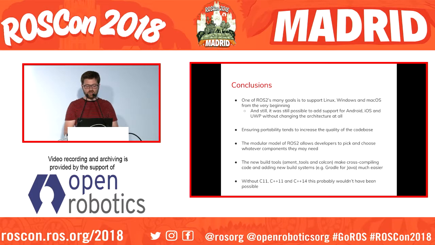ROS2 is really modular. Many of its pieces are swappable. For Android, iOS, and UWP, I'm not using many of the standard ROS2 repositories because I don't need them. I can just focus from the language layer back to RMW, and that's it. And Ament and Colcon are definitely an improvement over Catkin, both for cross-compiling, but also for integrating all build systems. And portable code benefits a lot from modern language standards.